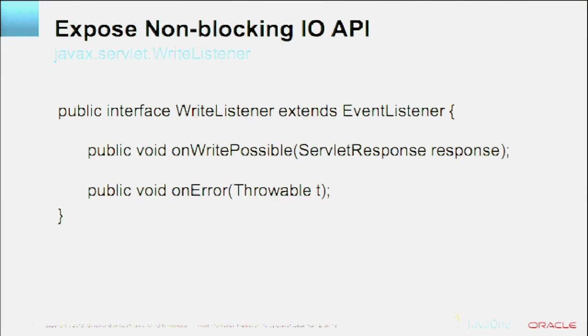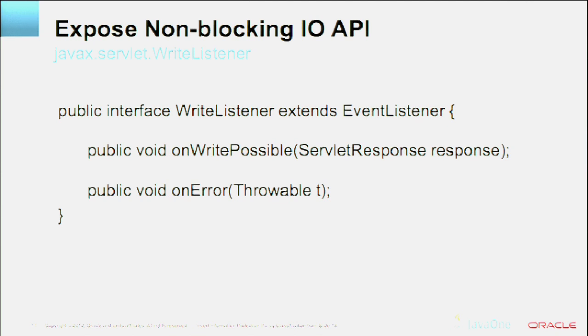And then for the write listener, it's a little bit simpler. It only has two methods. One is called onWritePossible. Whenever you can write the data, this callback will be invoked. And then the next one is onError. Whenever something happens, they will call back this method.